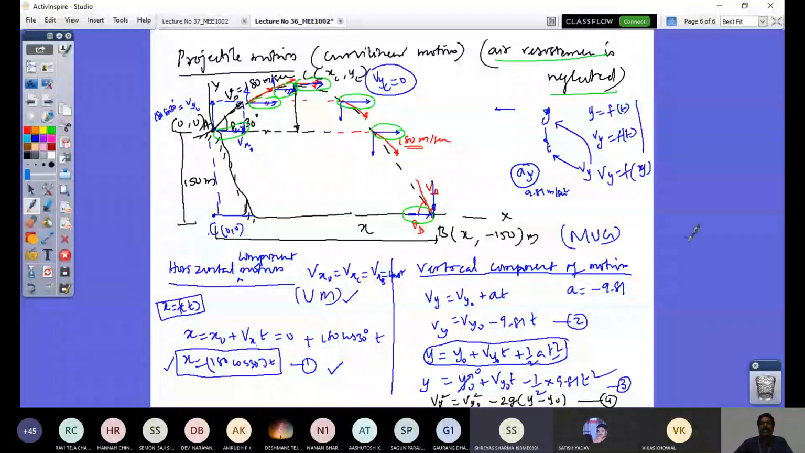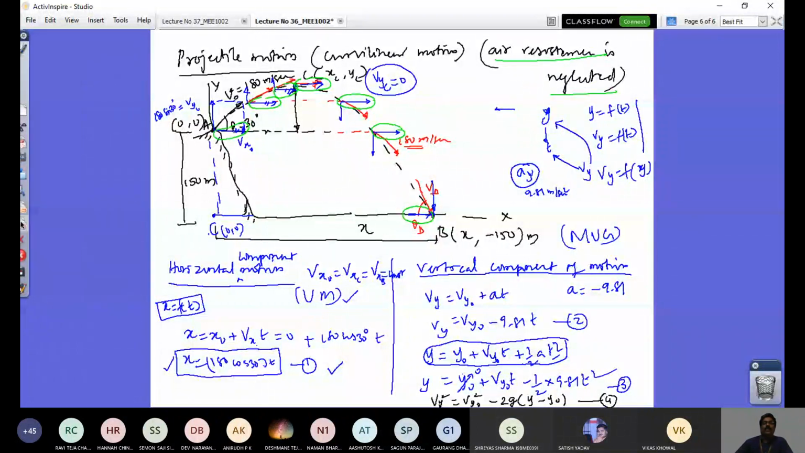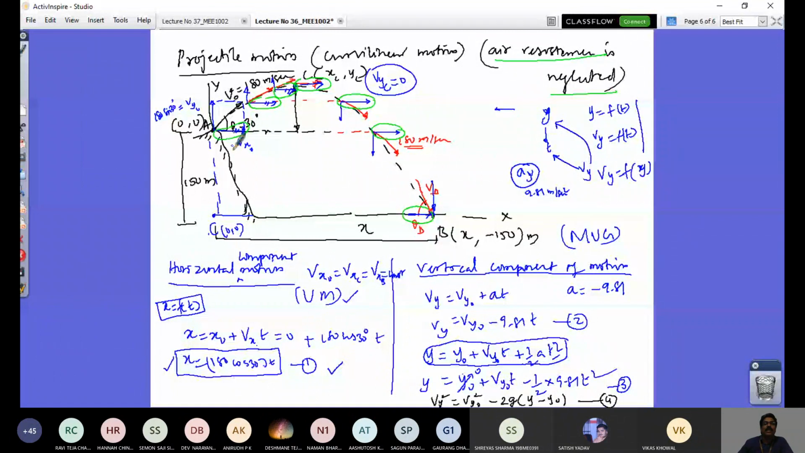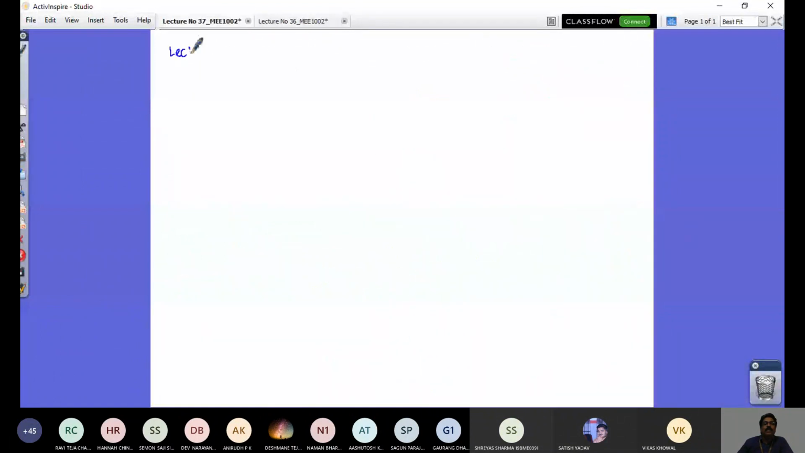So now let us find out this x and y value here, the Yc value. How do I do that? That's what we'll start with in today's class. Lecture number 37. Today's date is 21/10/2020.